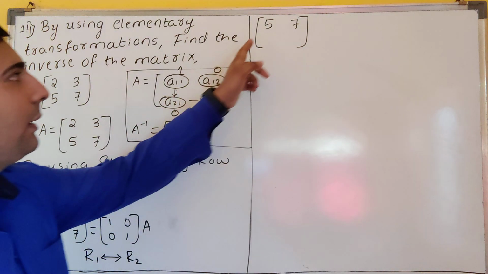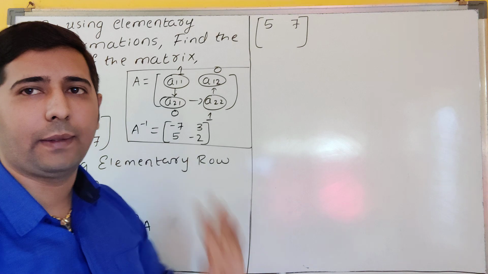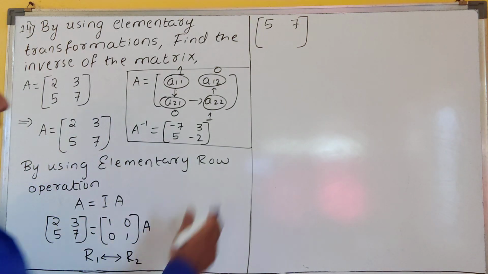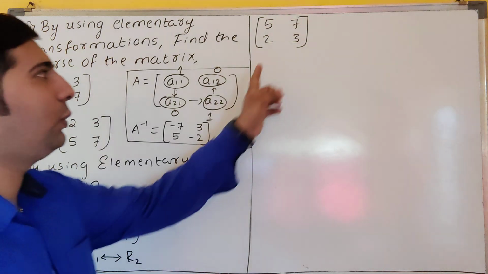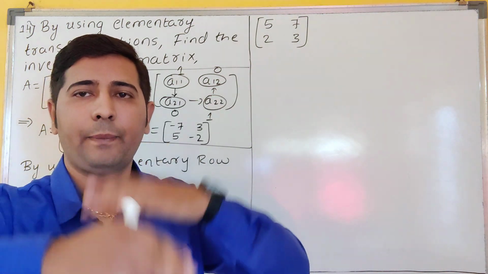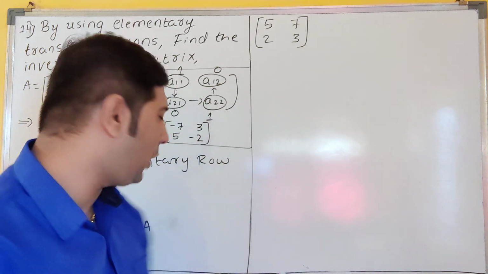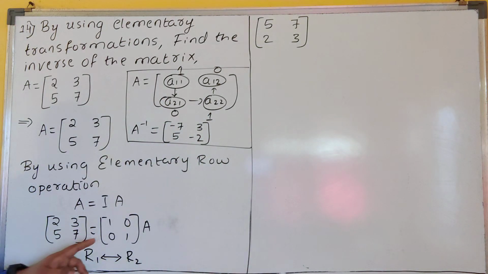R2 will come in that. R2 is 5 7. Got it? So 2 3 will become what? It will come down. R1 is coming on R2, 2 3. Interchange is happening. Got it? R1 is coming on R2. R2 is coming on R1.